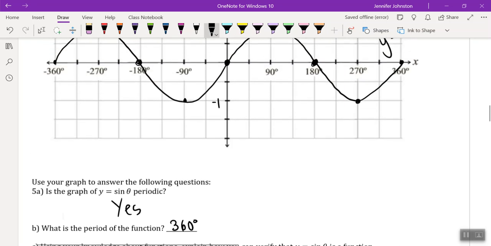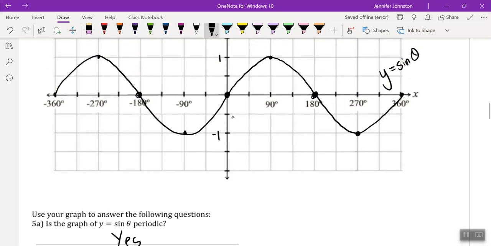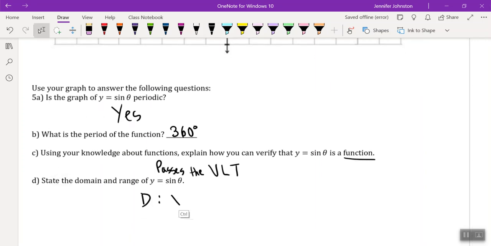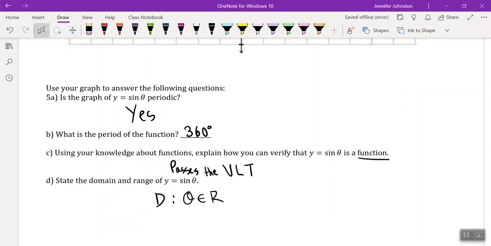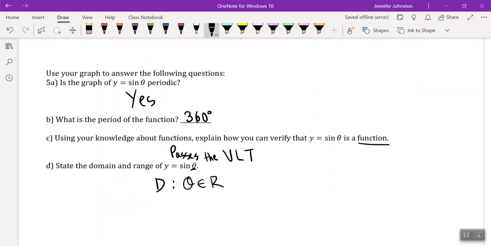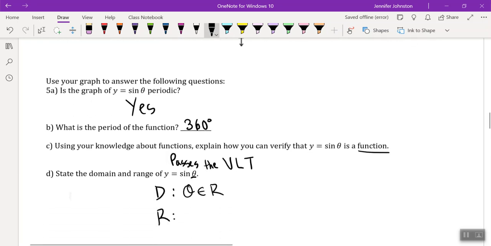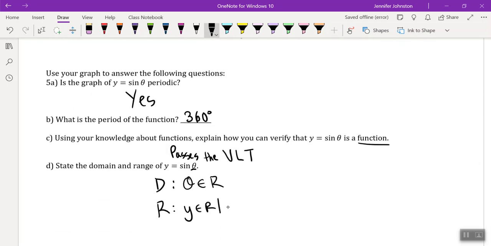And then state the domain and range. Our domain, looking at the graph going this way, is only between -360 and 360 here. But if sine were to continue on and on, it goes on forever. So theta is an element of the reals, because theta is our x. Our range, just looking up and down, is only between -1 and 1. So y is an element of the reals such that -1 is less than or equal to y, less than or equal to 1. That's our domain and range.